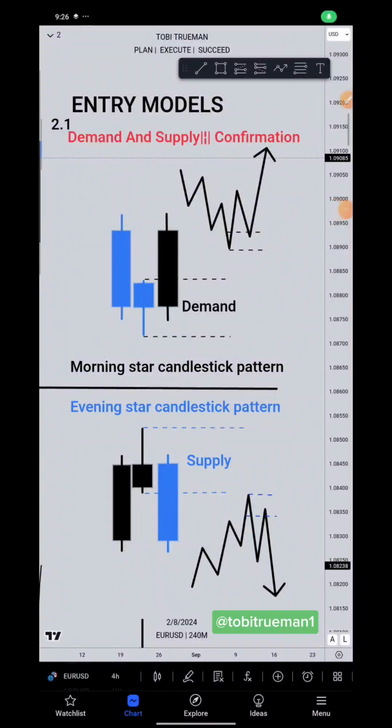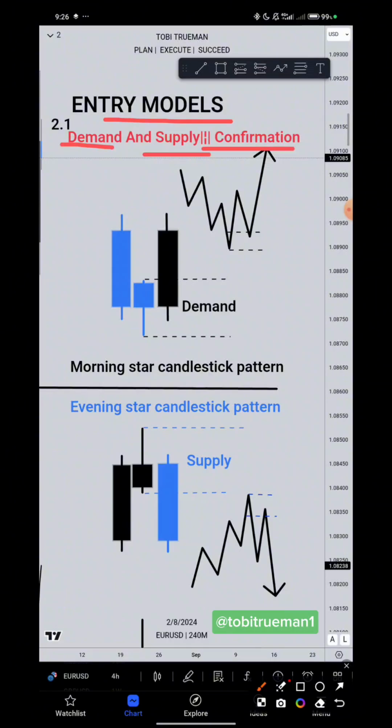Hello, you're welcome again as we look into the entry models number 2. It is called demand and supply confirmation. The demand and supply confirmation in pictorial representation is all about understanding your candlestick formation.